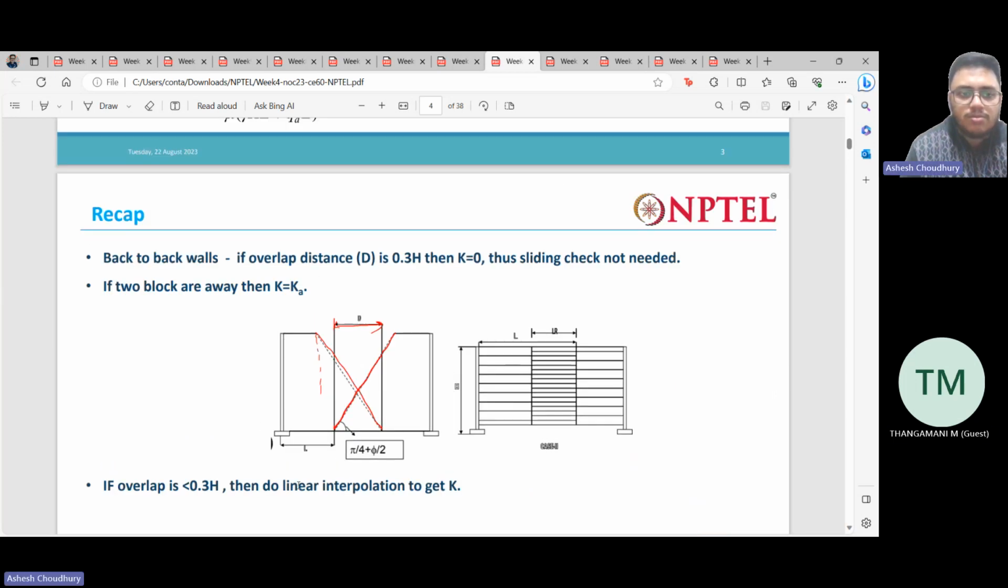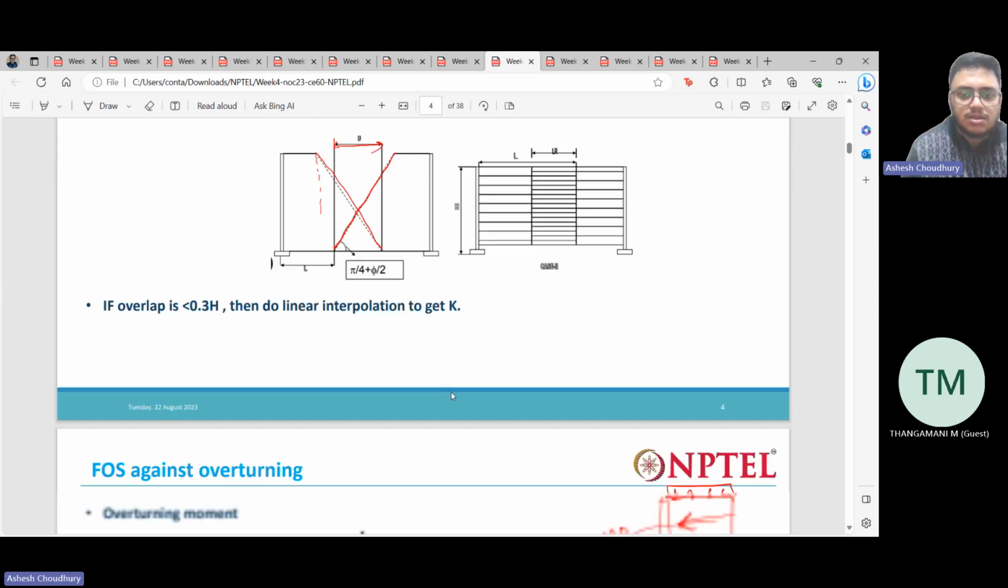Then we saw this back-to-back walls. For back-to-back walls, we saw how we need to check this overlap length and all these things.